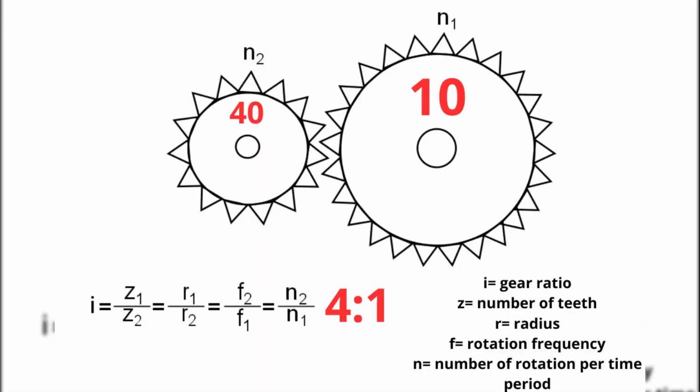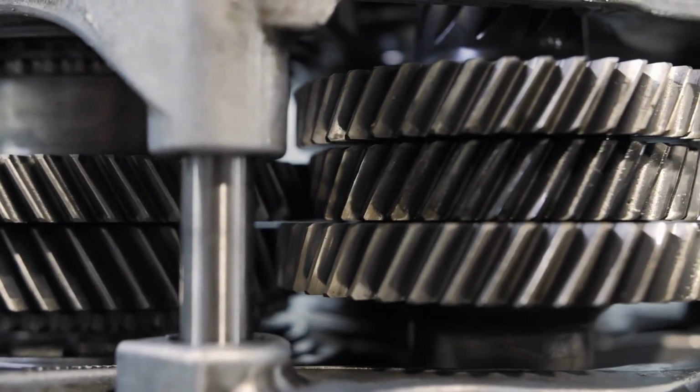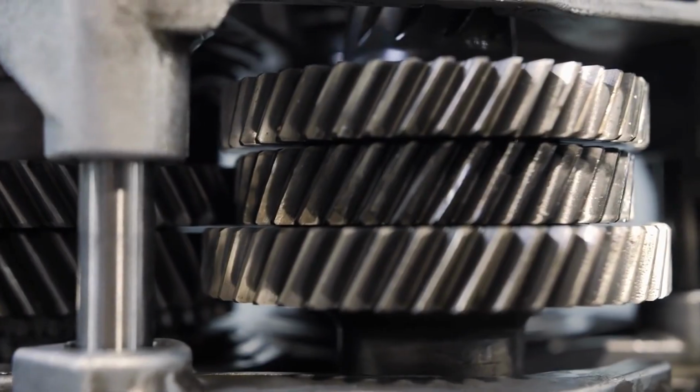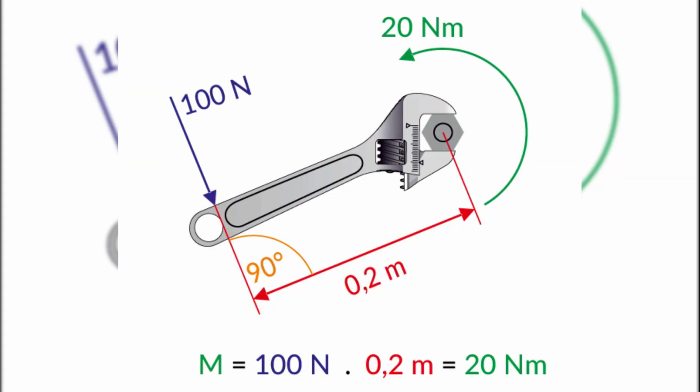Now consider the opposite situation. The first gear has 40 teeth, and the second gear has 10 teeth. When the larger gear rotates once, the smaller gear completes 4 rotations. This creates a gear ratio of 1 to 4. Speed increases, but torque decreases. This type of ratio is useful in systems where high rotational speed is required, such as certain tools or high-speed machinery.